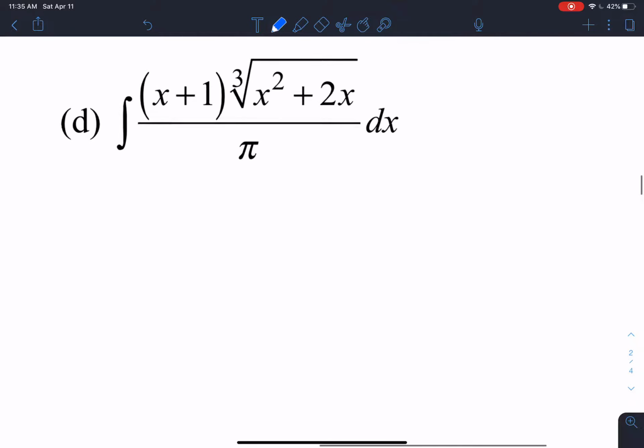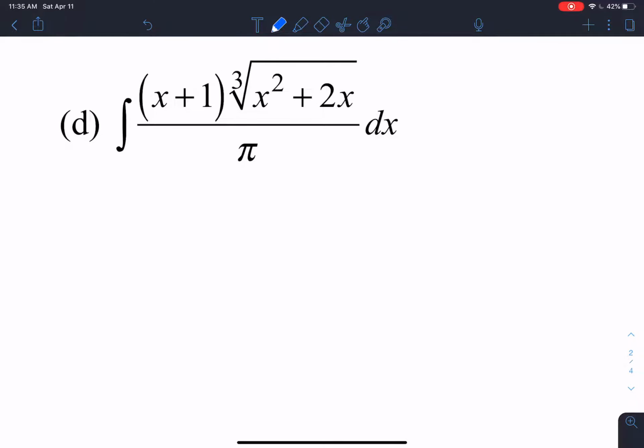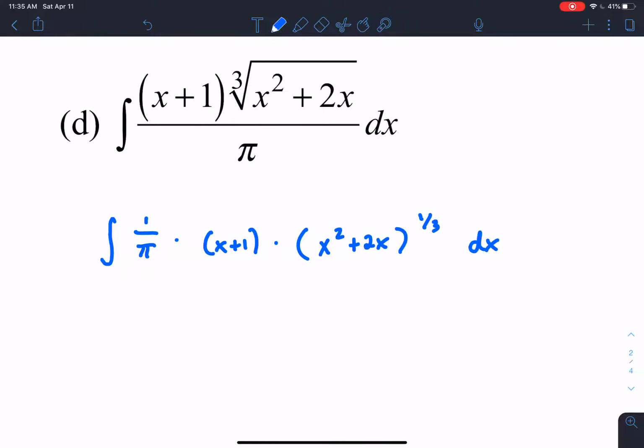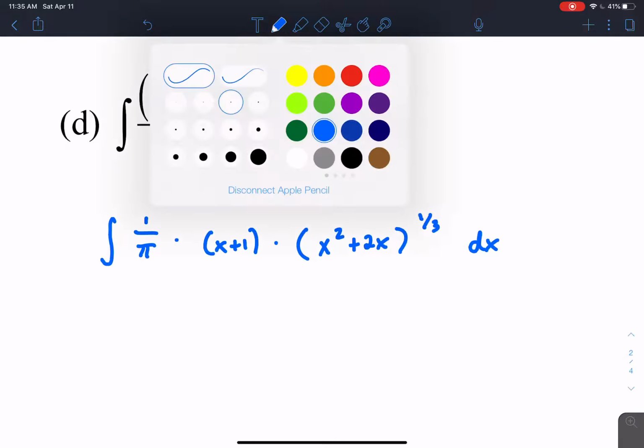Okay, so moving on to the next one. All right, so you're dividing by pi now, right? Now, pi is not a variable. It's actually just a number. So instead of dividing by pi, I can actually be just multiplying by 1/pi. So what this problem is the same thing as is 1/pi times x plus 1 times x squared plus 2x to the 1/3. I have everything now on the same line with each other.